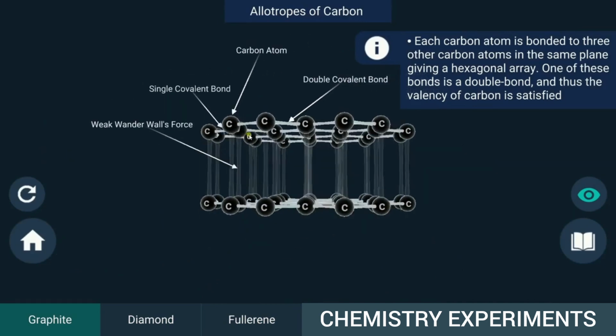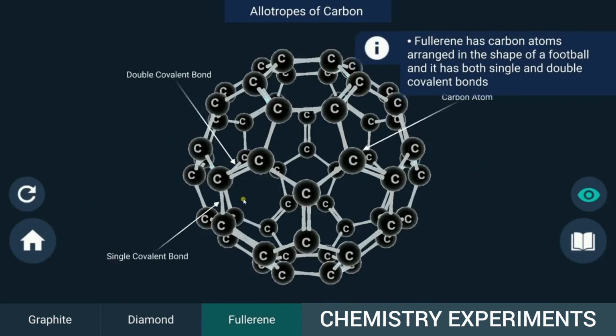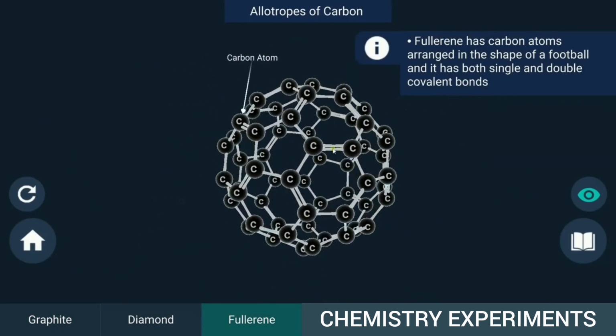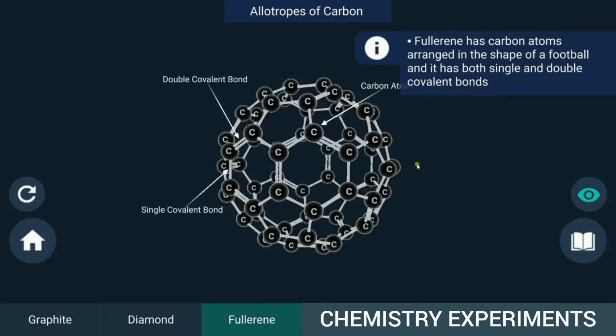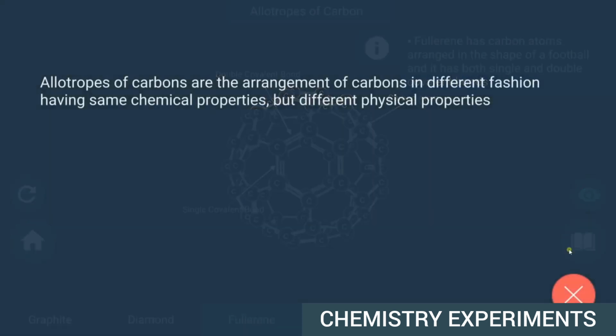Fullerene has carbon atoms arranged in the shape of a football, and it has both single and double covalent bonds. From these structures, we got to know that allotropes of carbon are the arrangement of carbons in different fashion having same chemical properties but different physical properties.